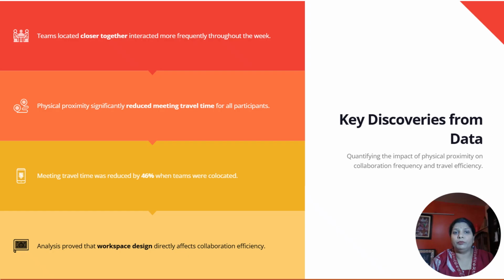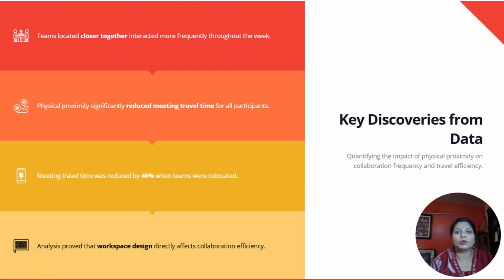So it led to important discoveries. First, the data showed that teams located closer together interacted more frequently throughout the week. So that's a pattern. Physical proximity clearly facilitated more regular and spontaneous collaboration. Secondly, physical proximity significantly reduced meeting travel time for all participants. When teams were co-located, employees spent less time moving between buildings and more time on productive work.